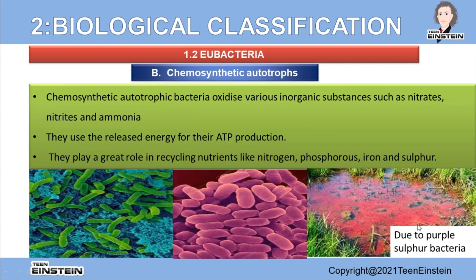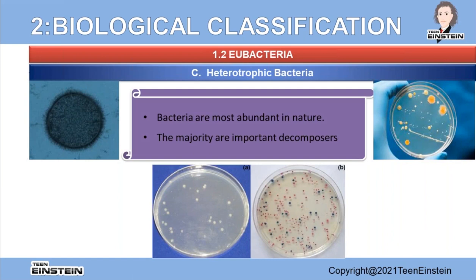And they have an important role. They have the important role in recycling nutrients like nitrogen, phosphorus, iron, and sulfur. Due to sulfur bacteria, you can see this red kind of appearance in some water bodies. Okay, this is chemosynthetic autotrophs. You have to note down that ATP production is from oxidizing these inorganic substances, and they are producing that energy for ATP production.